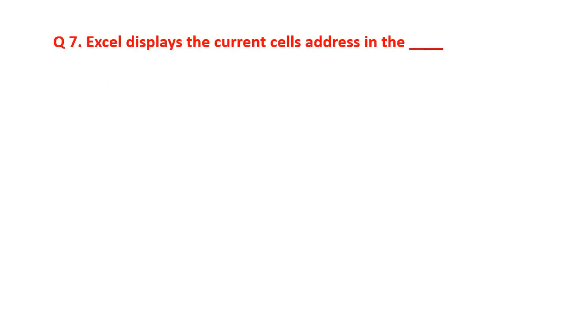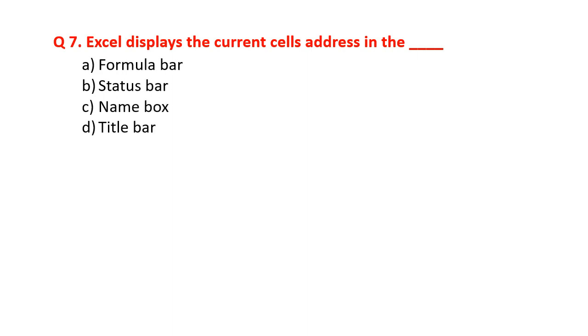Excel displays the current cell address in the dash. Formula bar, status bar, name box, title bar. The right answer is option C, name box.